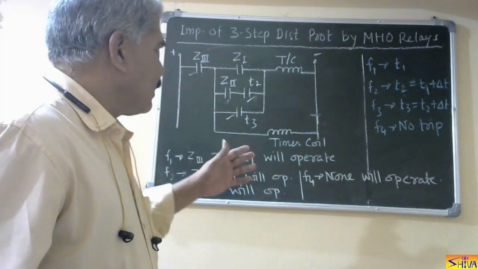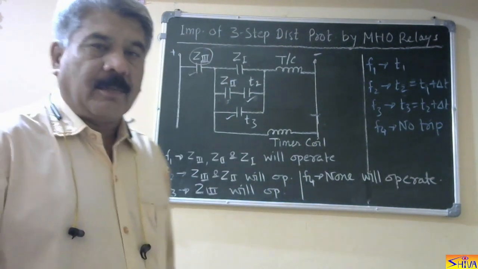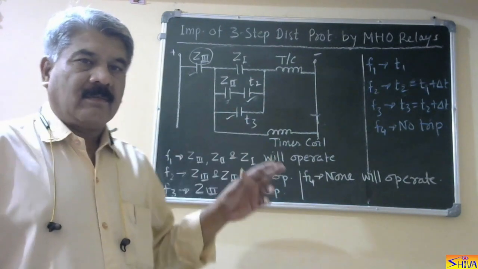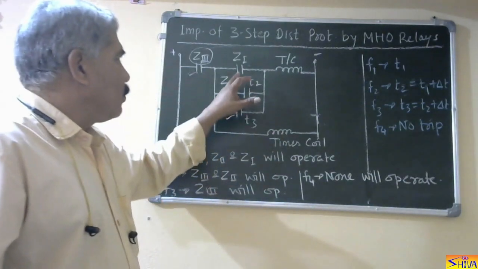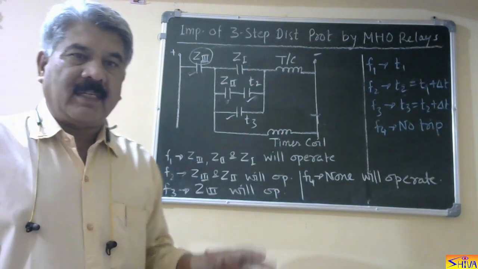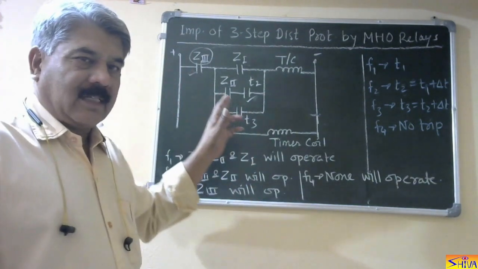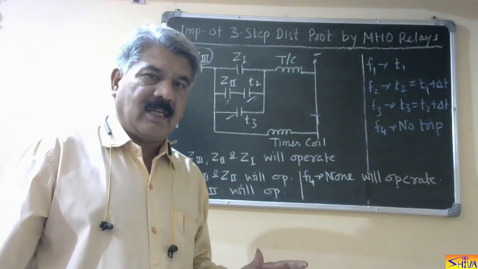Now in this case, this third element is operating for all the faults. Therefore, it is called the fault detector or starting element. Z2 and Z1 are measuring the impedance. They are called measuring elements. So Z3 acts as a measuring element as well as a fault detector or starting element.